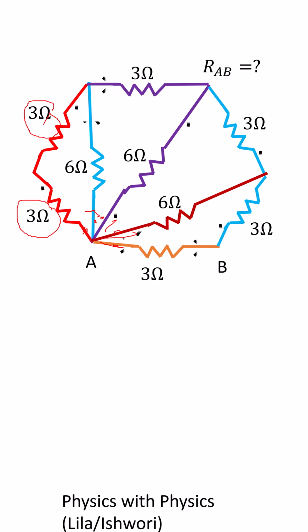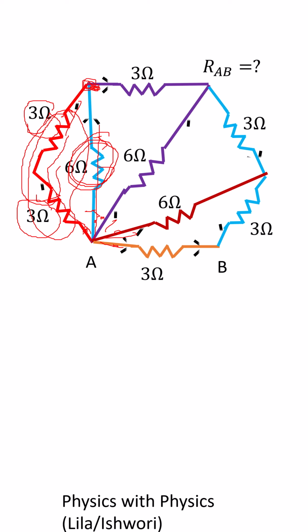Okay, the current which is going through this 6 ohm and which is going through this 3 ohm and this 3 ohm meets at this point. That's why this 3 ohm resistance and this 3 ohm are in series, and these 3 combined are in parallel with this 6 ohm resistance.